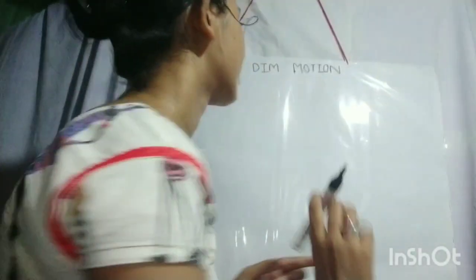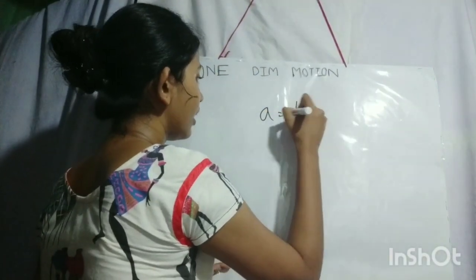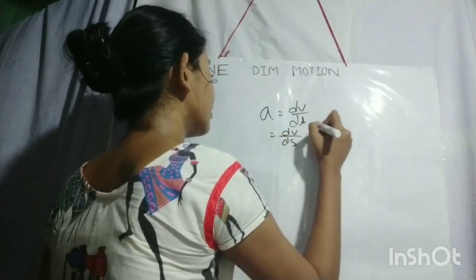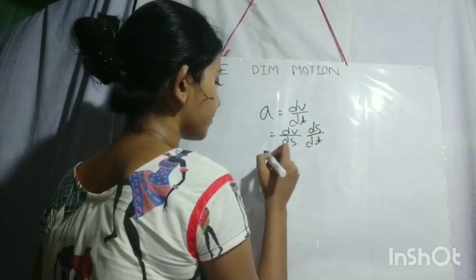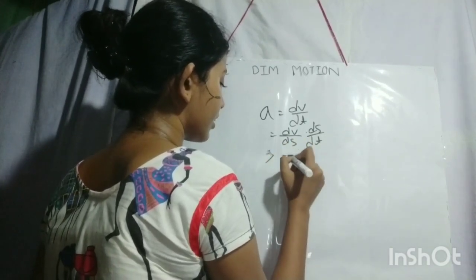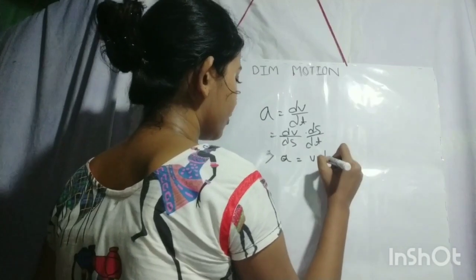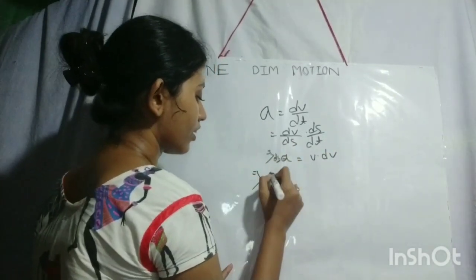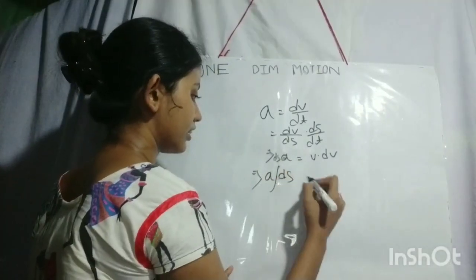Now the third one: a equals dv by dt, or dv by ds into ds upon dt, or a equals v into dv by ds, or a ds equals v dv. Integrating that.